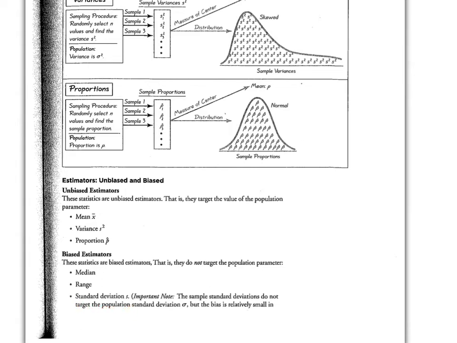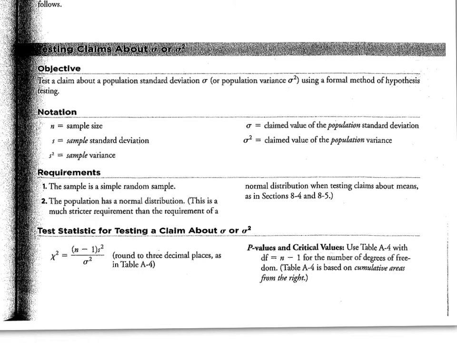Now the trick with standard deviation, though, is that the bias is small, and you can also use the relationship that standard deviation has with the variance to do a hypothesis test for standard deviation. So we do a workaround to test for standard deviation. We are going to test a claim about the population standard deviation or the population variance, so we're going to use our formal method of hypothesis testing.